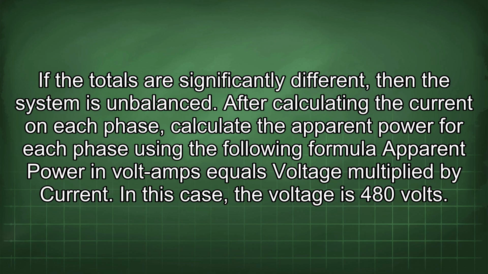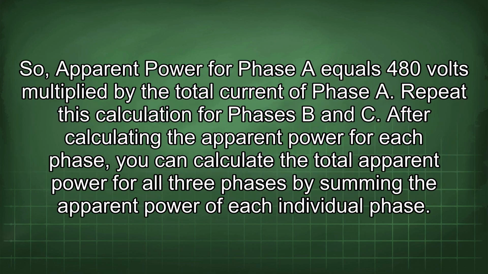After calculating the current on each phase, calculate the apparent power for each phase using the following formula: apparent power in volt-amps equals voltage multiplied by current. In this case, the voltage is 480 volts. So, apparent power for phase A equals 480 volts multiplied by the total current of phase A. Repeat this calculation for phases B and C.